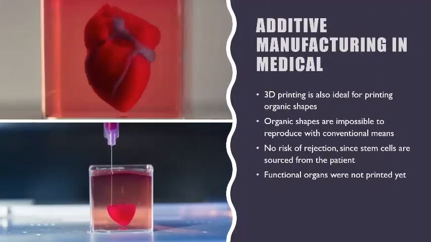Medical is another sector where 3D printing excels because it can reproduce with great precision the organic geometries of the human body. Using stem cells from the patient itself, doctors are printing organs that could in theory supply all the demand in the world. Because stem cells are from the patient, there is virtually no risk of rejection. The only problem with 3D printing organs is that no functional organs were ever printed. We will have to wait until 3D printed organs can be transplanted into people.